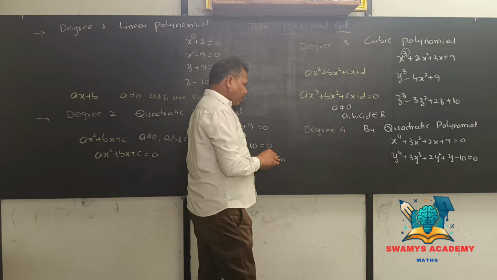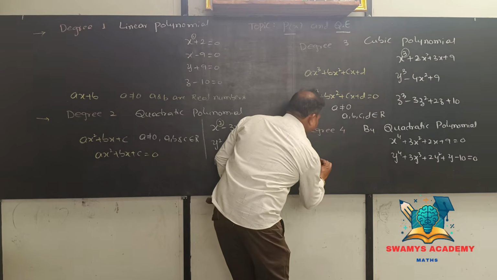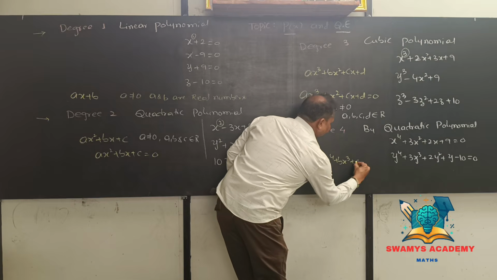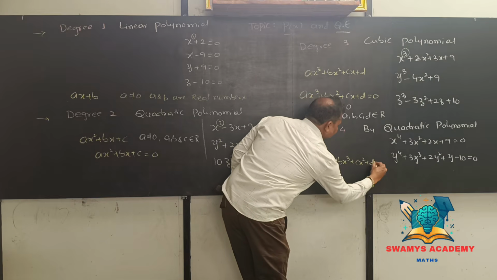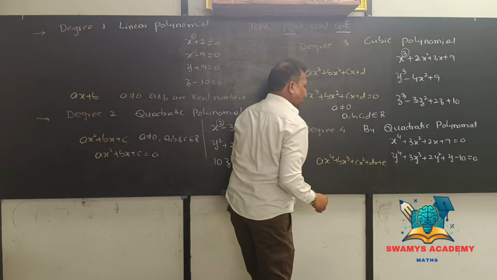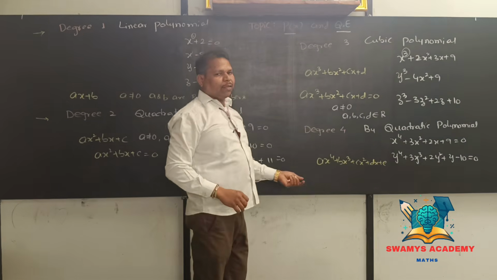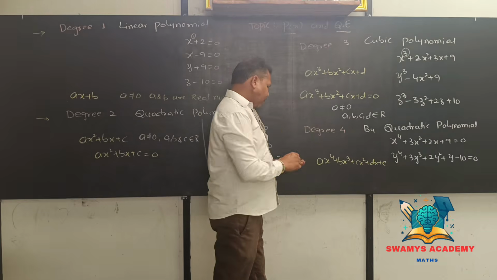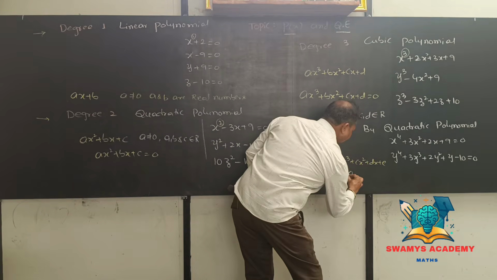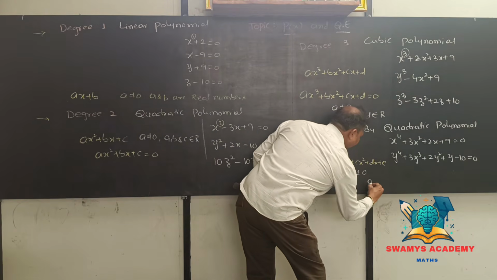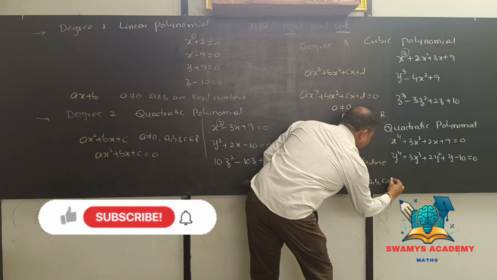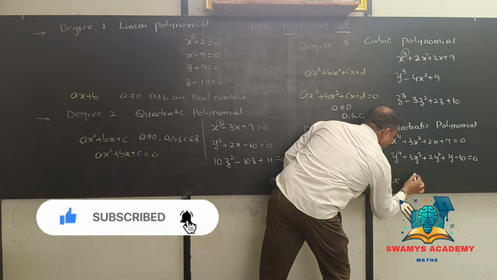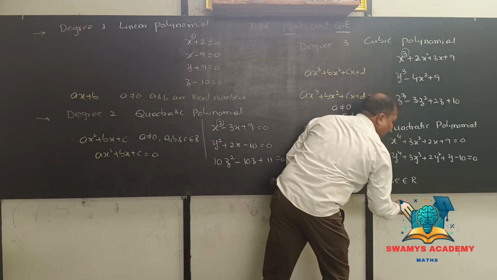A standard form of the biquadratic polynomial: ax to the power of 4 plus bx cube plus cx square plus dx plus e. For the biquadratic polynomial equation, we need to take it equal to 0. And in this, a is not equal to 0, and a, b, c, d, e belong to real numbers.